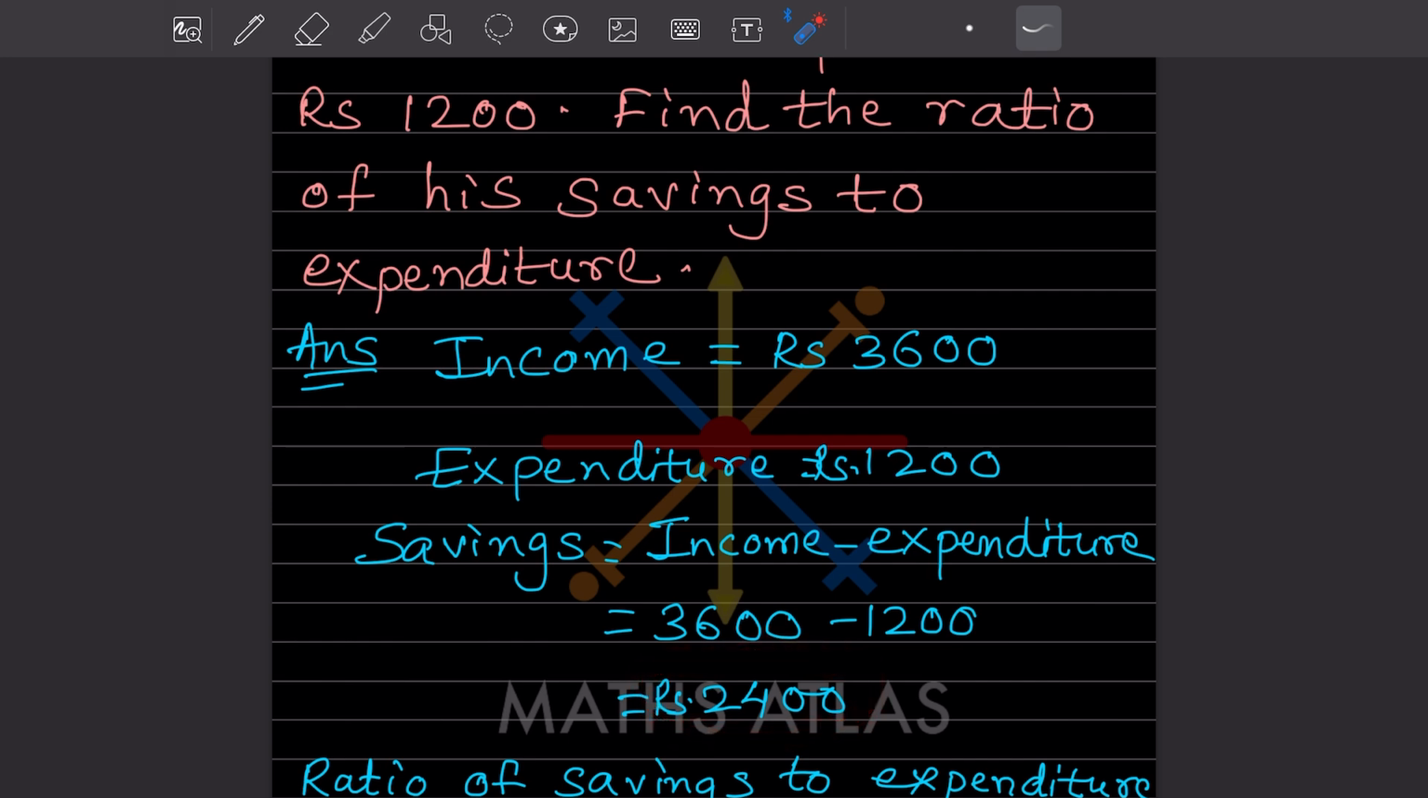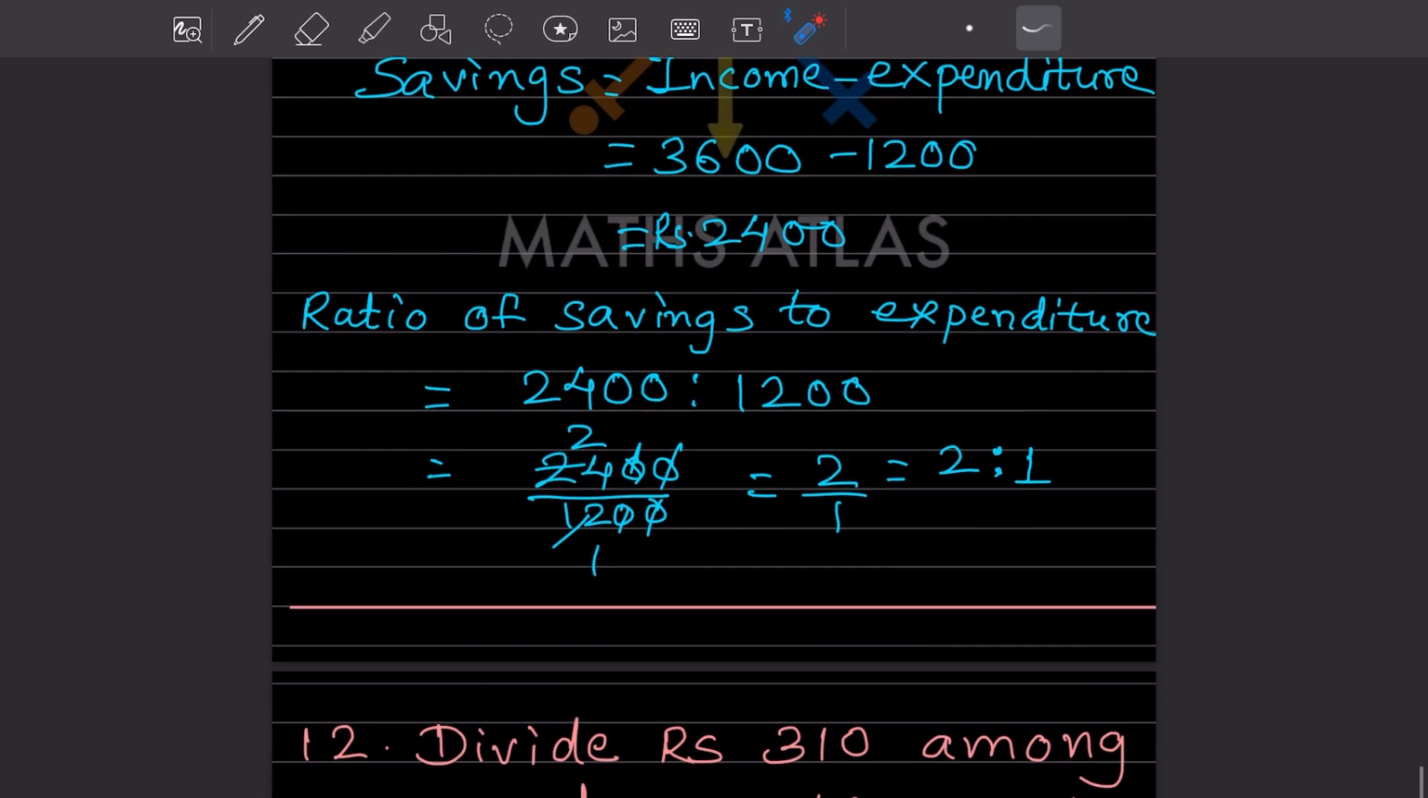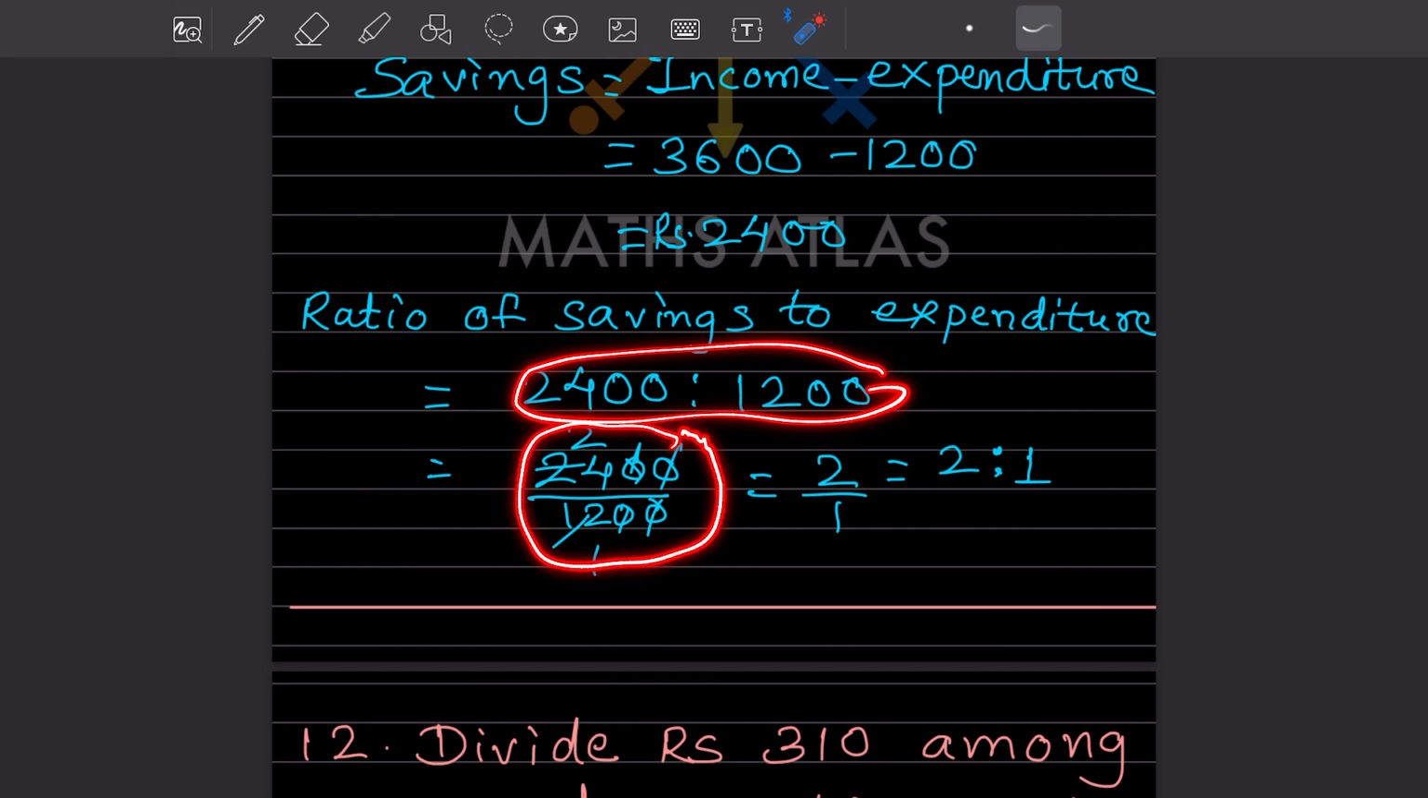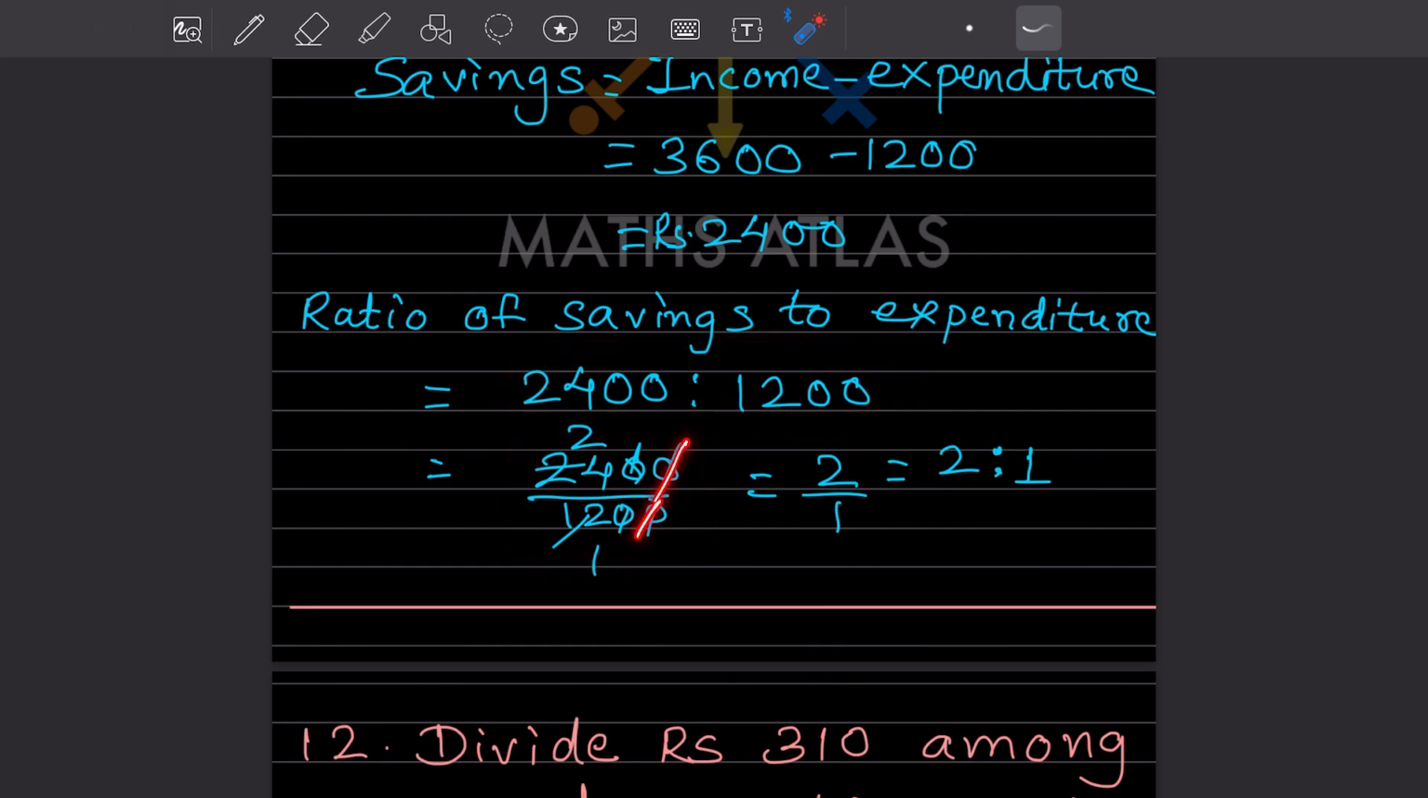So 3,600 minus this 1,200 is 2,400. So what do we want? Savings to expenditure. So savings is 2,400 and expenditure is 1,200. This is very important. Just see what is written in the question carefully. So now look here, again we got this ratio. First thing, we will divide it and simplify it. So 0, 0 goes off. 12 ones are 12, 12 twos are 24. So that is 2 divided by 1, that is 2 is to 1.